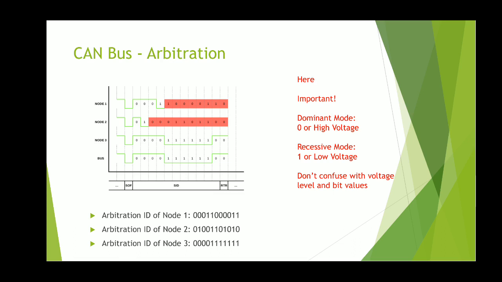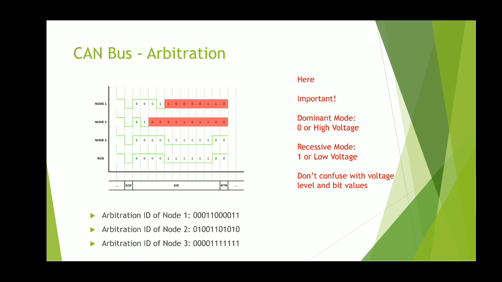At the third clock cycle, node 1 and node 3 will send the third bit of their arbitration ID. The third bit of the arbitration ID of node 1 and node 3 is 0. So node 1 will place 0 and node 3 will place 0 on the bus line, so the bus line also shows 0. So node 1 and node 3 will continue with the transmission.